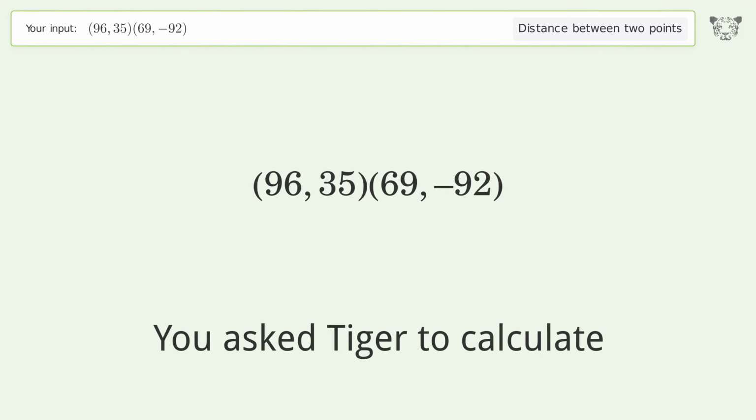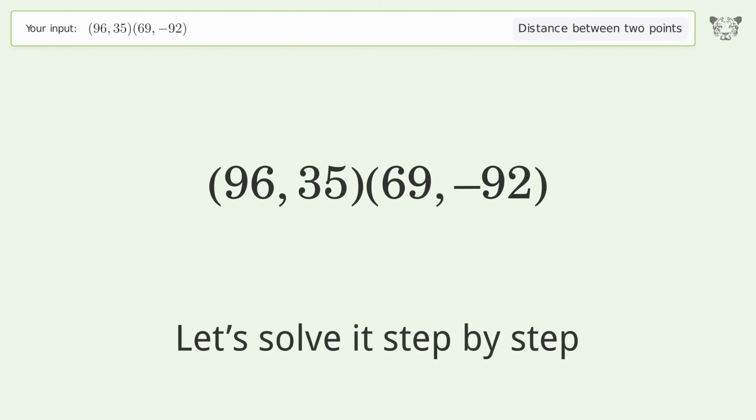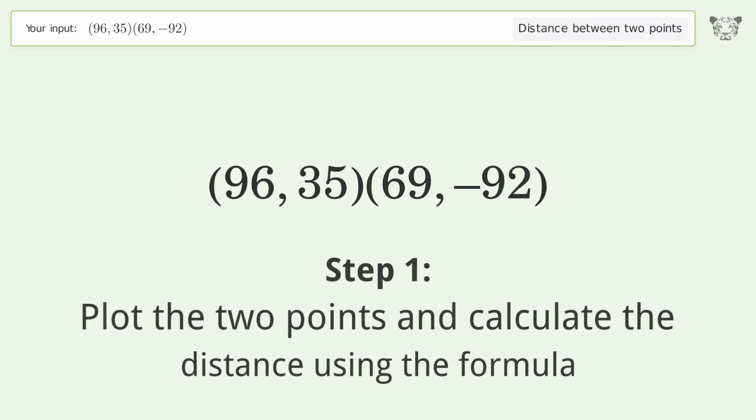You ask Tiger to calculate. This deals with the distance between 2 points. The distance between the 2 points is the square root of 16,858, or 129.838. Let's solve it step by step. Plot the 2 points and calculate the distance using the formula.